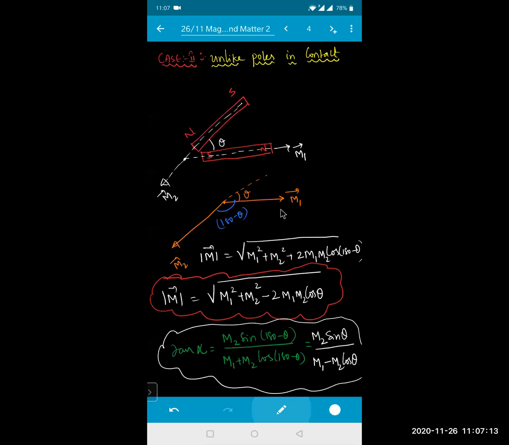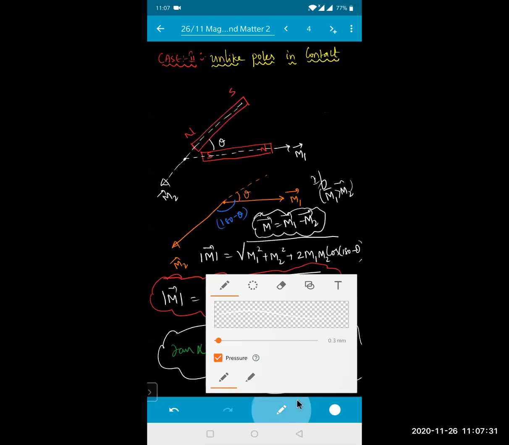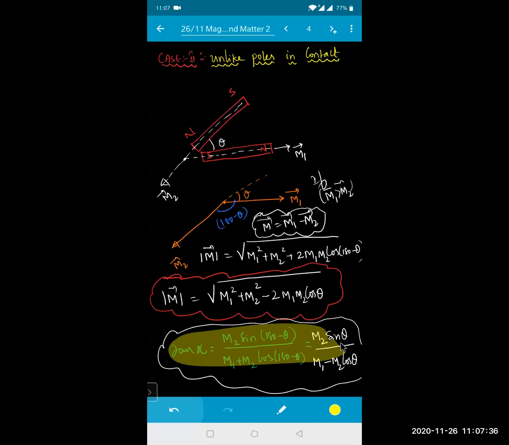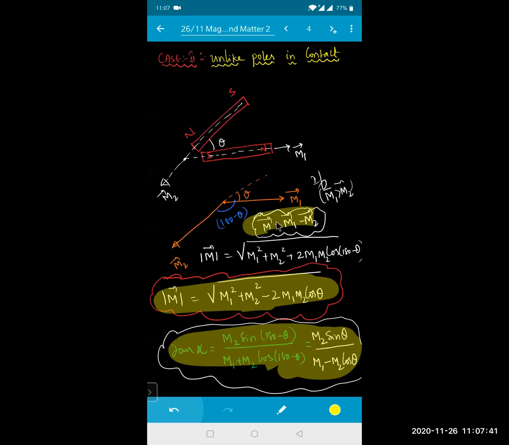Okay? That means the resultant will become M bar equal to M1 bar minus M2 bar, provided M1 is greater than M2. If M1 is greater than M2, then the resultant will be M1 minus M2, otherwise M2 minus M1. So that will be the angle for the given consideration. Did everyone get it? So this is the tan alpha relation, this is the resultant magnetic moment, and this is in terms of vectors. Is it clear for everyone?